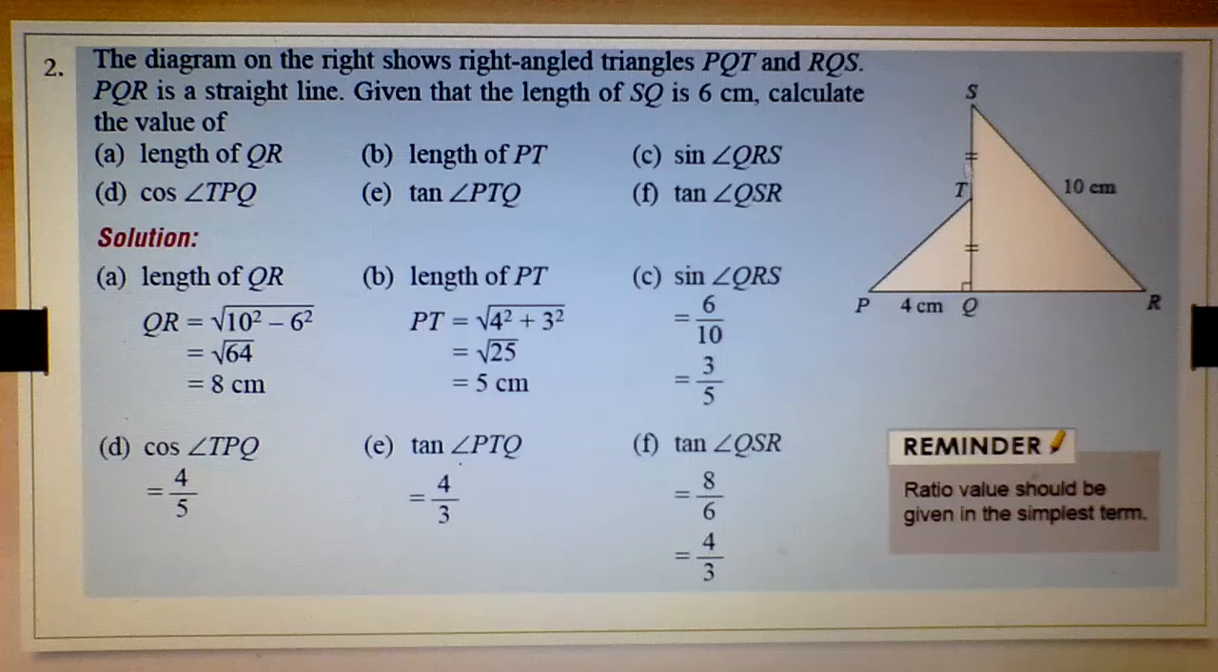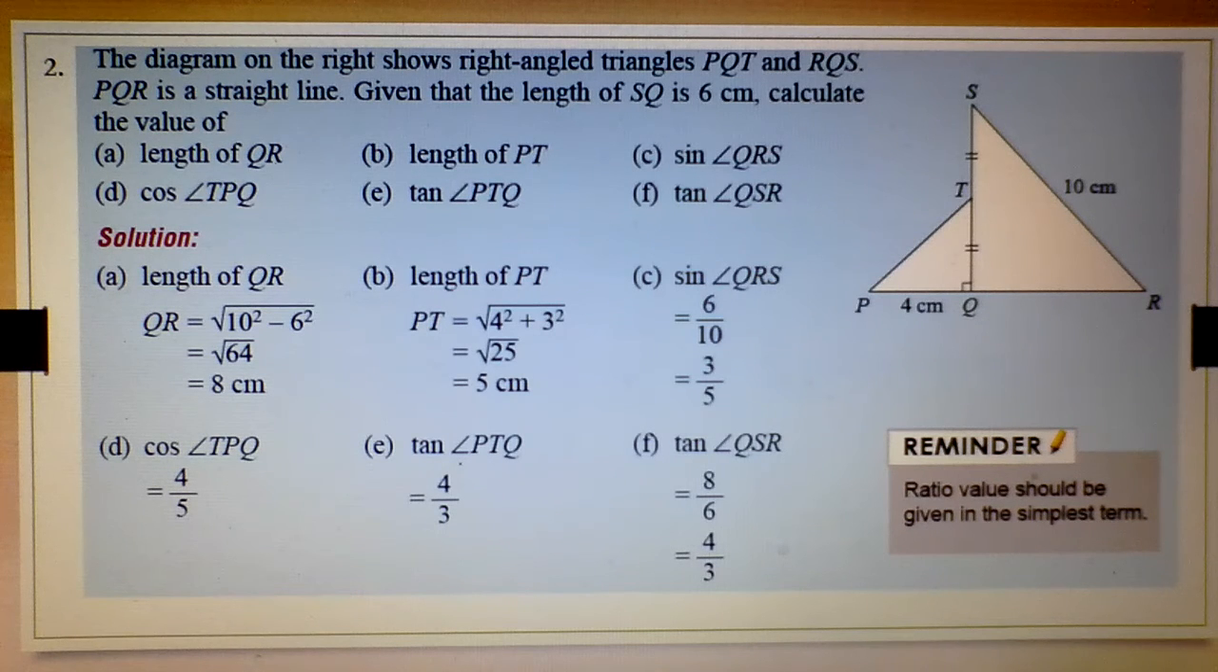Tandakan dulu length dia. Okay, diberikan ialah apa tadi? SQ 6 cm. So you can see this symbol, tandaan ini, meaning T is the midpoint. So this is same length. So 6 divided by 2, 3. So here is 3, here is 3. Okay, so based on the Pythagoras theorem for triangle PQT, if here is 3, 4, then PT is 5. Okay, that one you can calculate using Pythagoras theorem.